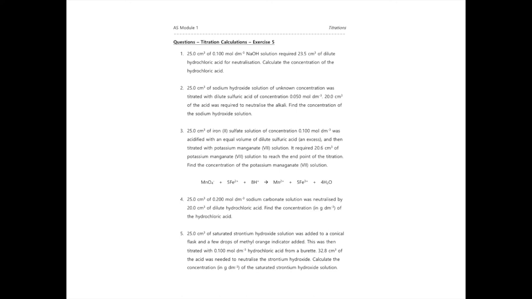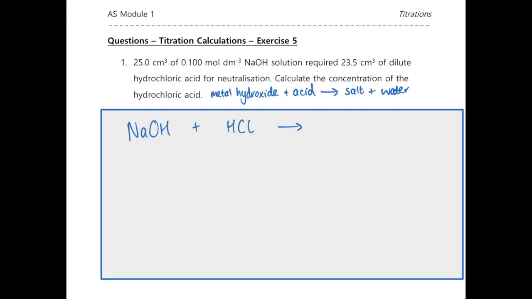In the exam, quite often these are structured, so they are broken down into different parts to guide your calculations, although sometimes I think that can confuse things a little bit. So I'm going to go through question 1 with you now. The key thing with these calculations is to get your balanced symbol equation right. If it's not balanced correctly, then your calculation may be wrong if the balancing numbers are not correct. So if we have a look at question number 1 here, we are told that 25 centimetres cubed of 0.1 moles per decimetre cubed sodium hydroxide solution required 23.5 centimetres cubed of dilute hydrochloric acid for neutralisation.